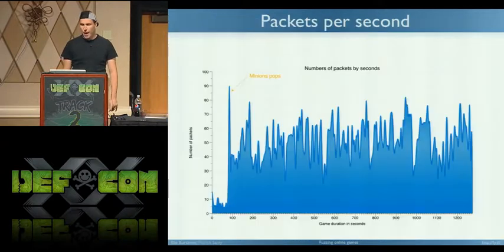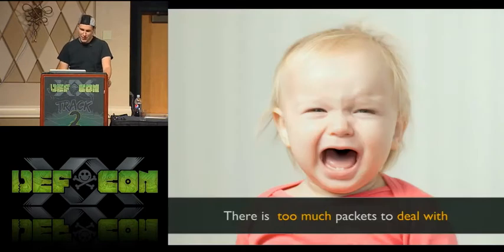If you want to graph that, we have some bursts of up to 80 or 90 packets a second at some point, and it's very oscillating, and it's not easy to work with. There is too much stuff to process. You can't just look at it and figure out what it is because it's too much data.